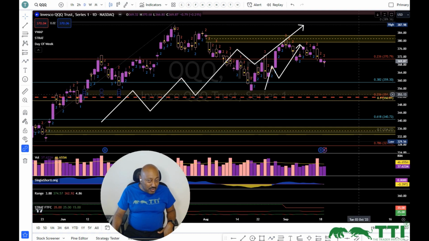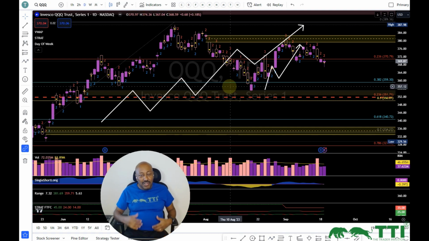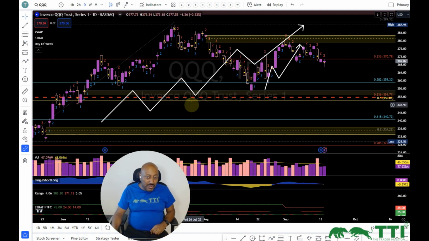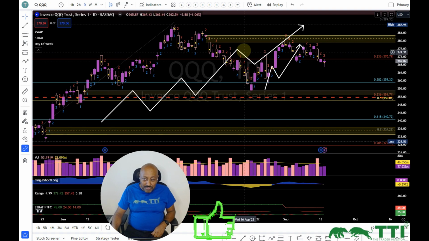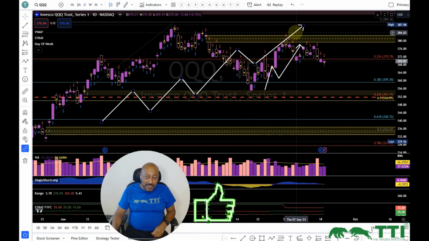We want to see this continuously, right? This is something we want to see. This is how a solid structure looks, and we want to be able to trade these peaks or troughs, just be able to pick them.